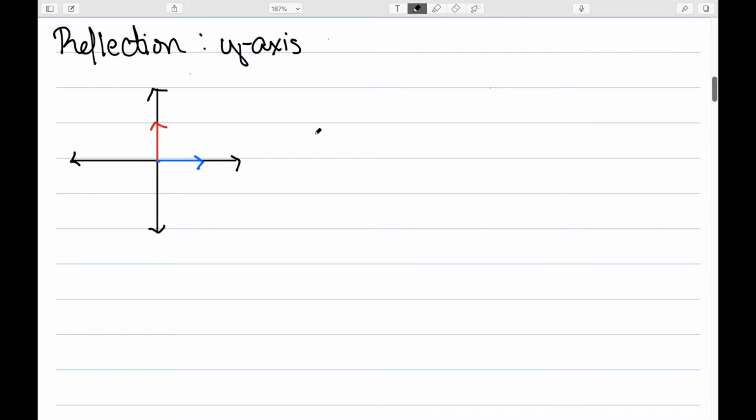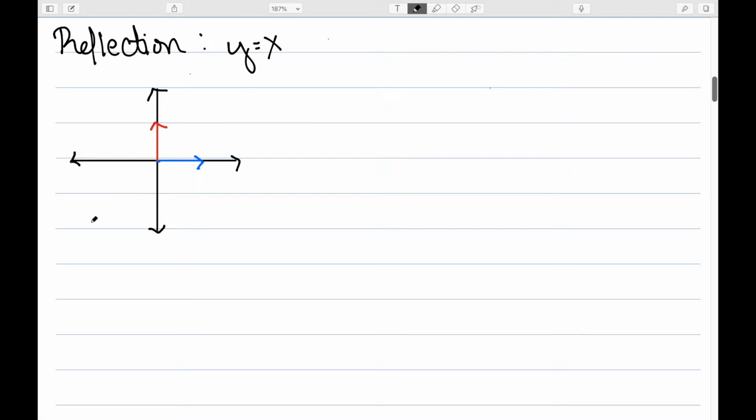This time I want to reflect across the y-axis, and I want to find the appropriate matrix A for reflection across the y-axis. If I'm moving across the y-axis, my x vector is going to flip over. It's going to go over negative 1 and up 0. My y vector will stay exactly where it is, over 0 and up 1. So here's my matrix for reflection across the y-axis.